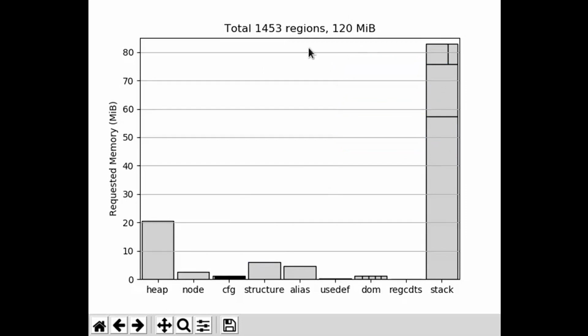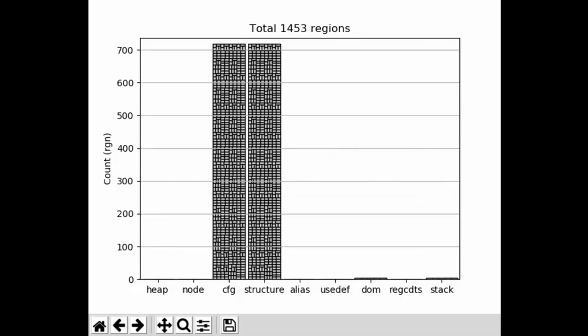You can also look at this by number of regions. So rather than the size of memory allocated within regions, you can look at just counting the regions. So here you can see that we've got just absurd numbers of CFG and structure regions.